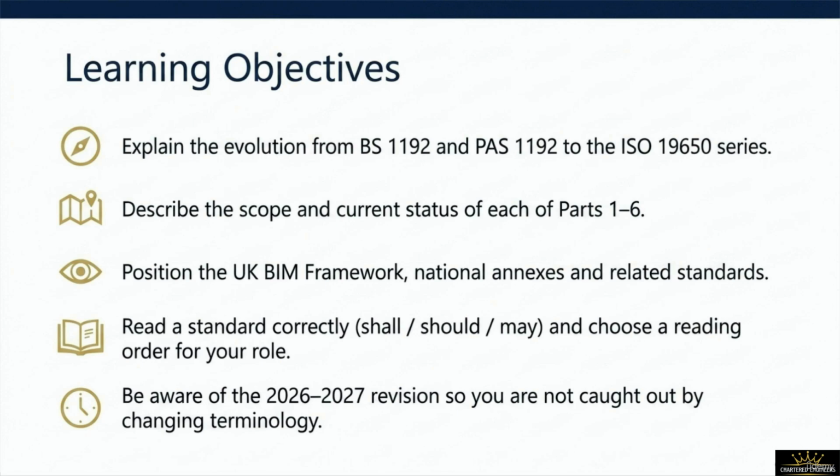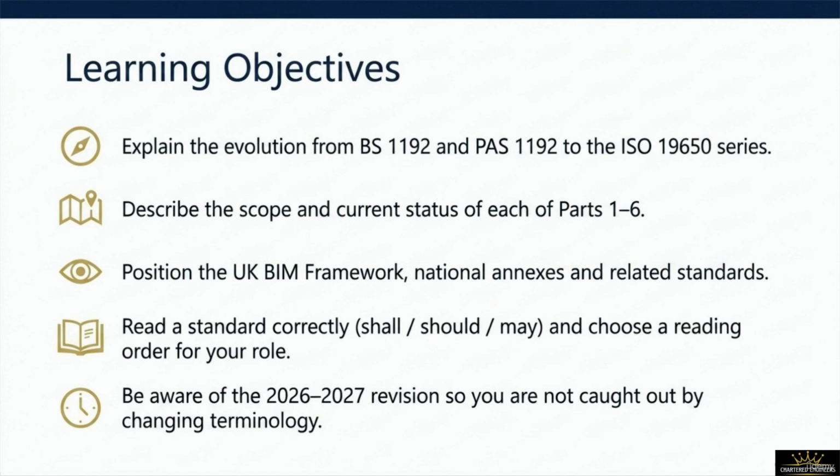Second, we will map out the scope and real-time status of each of the 6 modular parts, moving from core concepts to specialist overlays. Third, we will define the functional positions of the UK BIM framework, regional national annexes, and relevant supporting standards. Fourth, we will learn how to read a standard correctly by decoding verbal imperatives like shall, should, and may, allowing you to select an optimal reading sequence tailored specifically to your project role. Finally, we will prepare you for the upcoming 2026 to 2027 international revisions, so your organization is never caught off guard by shifts in industry terminology.